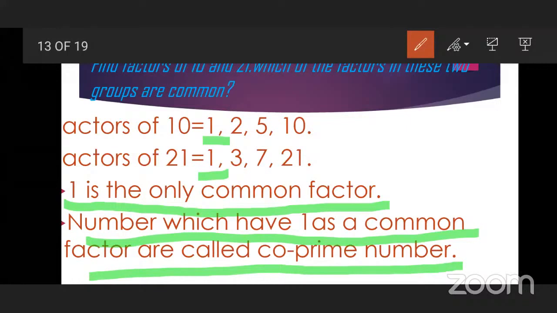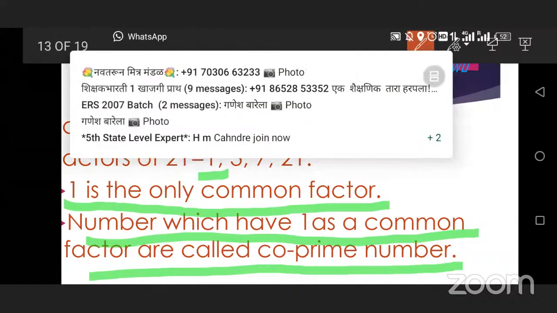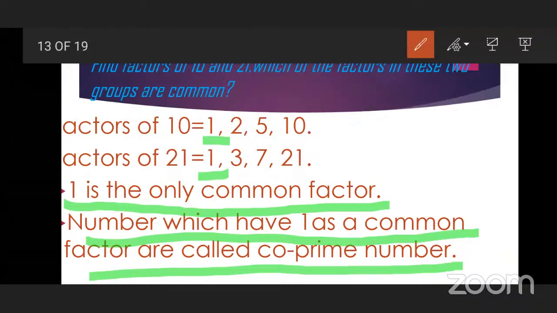What is a co-prime number? Numbers which have 1 as a common factor are called co-prime numbers. Read it. Numbers which have 1 as a common factor are called co-prime numbers. Very good.